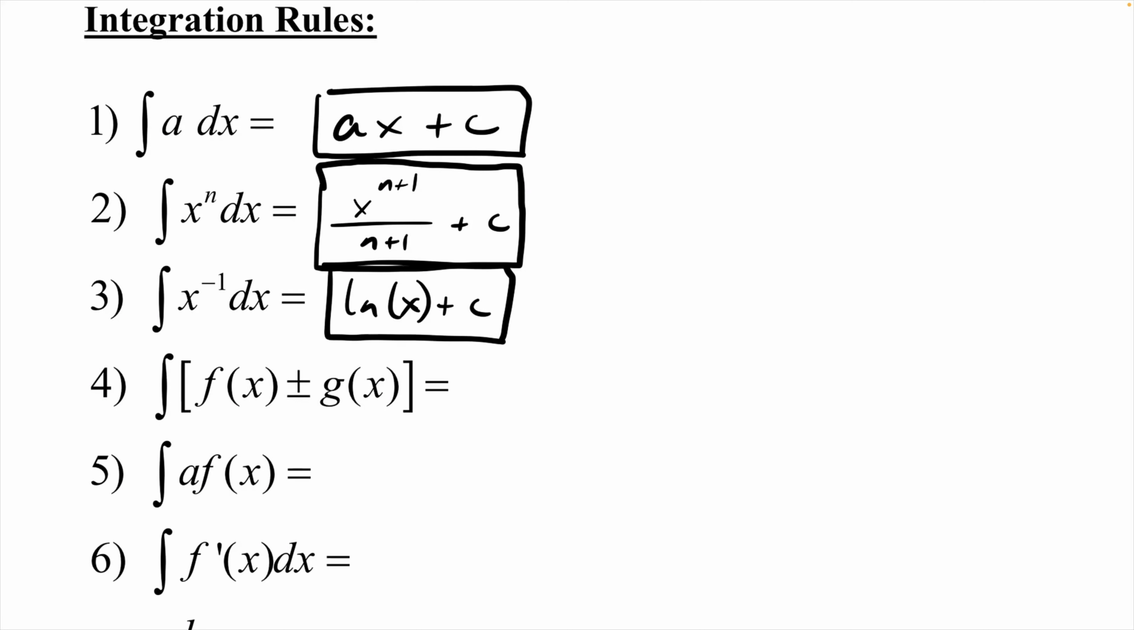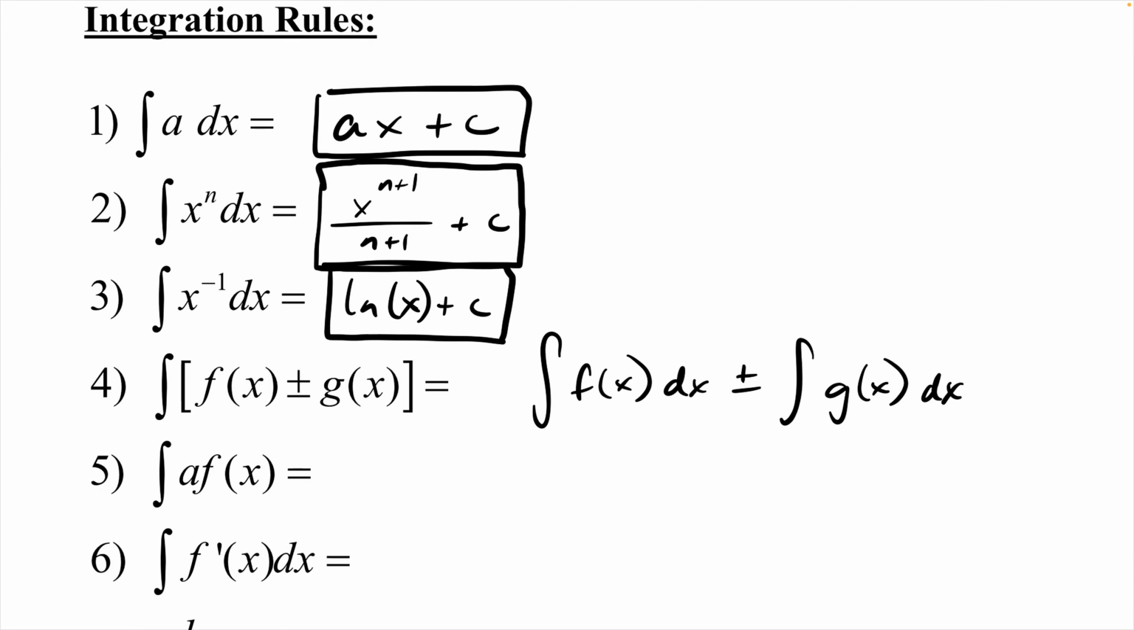Number 4 is what we call the sum and difference. So if you're integrating both, you can just separate it into 2 bigger parts. So you can just do the integral of f of x dx plus or minus the integral. You can break them up into 2 smaller problems is what I should say. And then you'd find the antiderivative of f of x, you'd find the antiderivative of g of x, and then add or subtract them together, whatever it was.